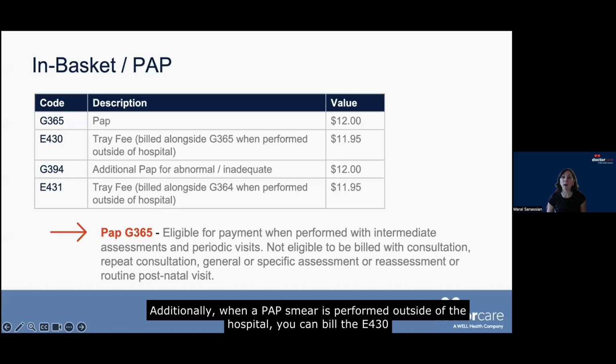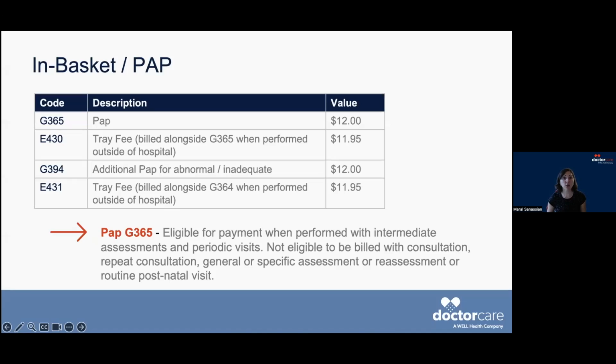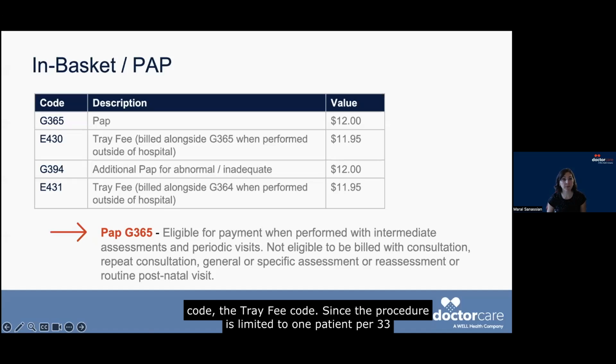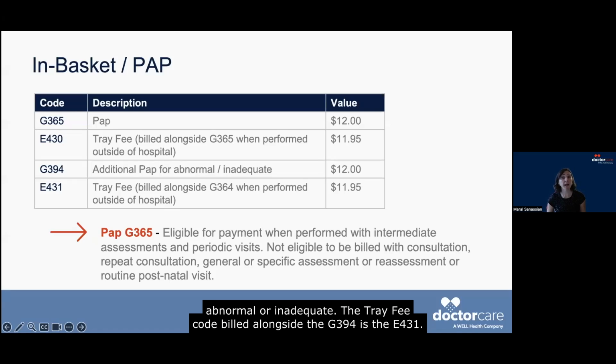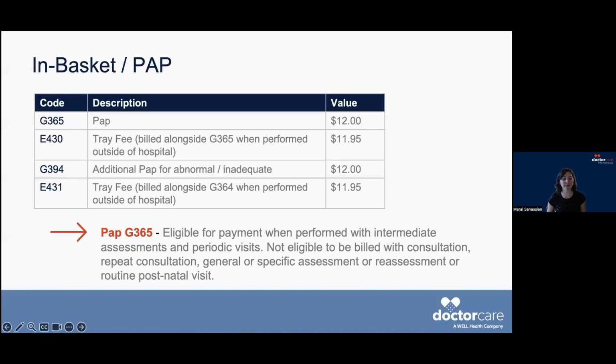Additionally, when pap smear is performed outside of the hospital, you can bill the E430 code, the tray fee code. Since the procedure is limited to 1 patient per 33-month period, you will bill the fee code G394 for any additional assessments. As you can see in this table, the G394 is billed for a repeat PAP procedure in case the first one came out abnormal or inadequate. The tray fee code billed alongside the G394 is the E431.